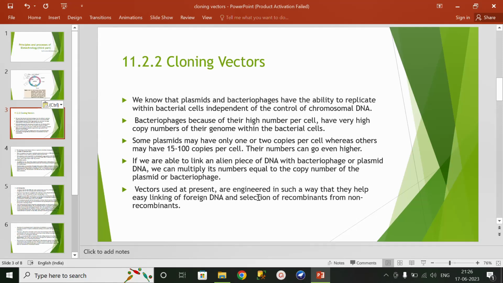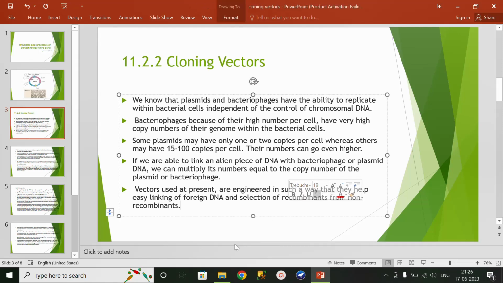Vectors used at present are engineered in such a way that they help easy linking of foreign DNA and selection of recombinants from non-recombinants. So vectors used today are engineered, meaning genetically engineered, in such a way that they can help linking of foreign DNA and selection of recombinants from non-recombinants.